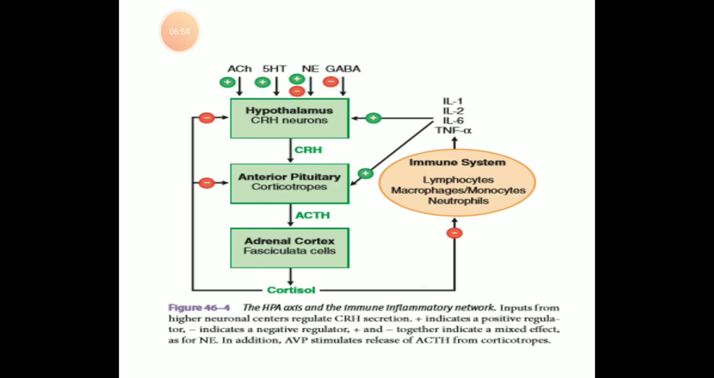Under very stressful conditions, neuronal impulses from higher centers stimulate release of corticotropin releasing hormone, which ultimately elevates the output of cortisol to meet the increased demand of the body.